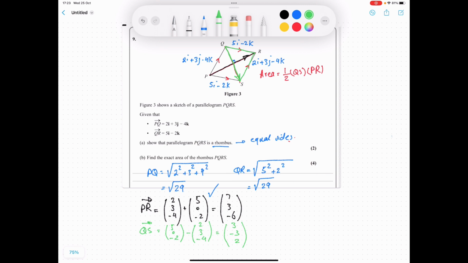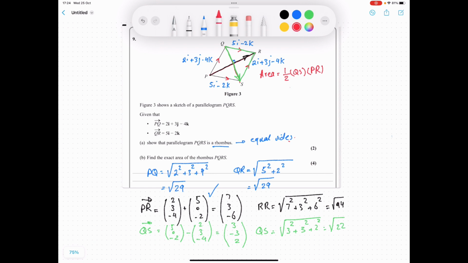Now I need to find the size of the lengths of each of these vectors. Therefore PR would be equal to the square root of 7 to the power of 2 plus 3 to the power of 2 plus 6 to the power of 2, which is equal to the square root of 94. And the length of QS would be equal to the square root of 3 to the power of 2 plus 3 to the power of 2 plus 2 to the power of 2, which would be equal to the square root of 22.